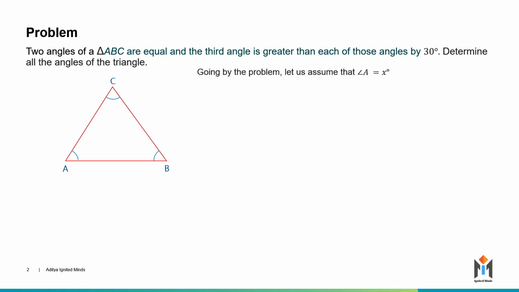Let us take angle A and assume that the value of A is x. Now, the problem mentions that two angles of the triangle are equal. So let us assume that angle B is equal to A, which means angle B is also equal to x, because we assumed the value of A is x. So now both angles A and B are equal to x.